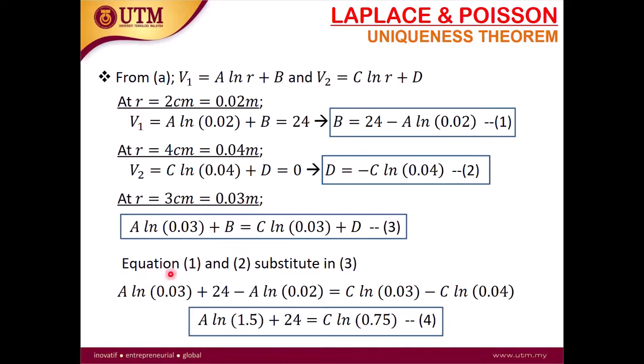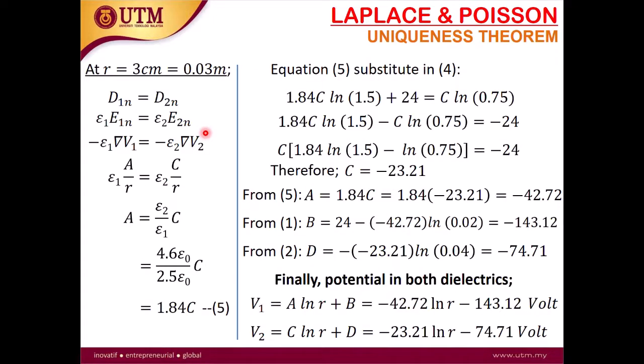So we have to substitute equation 1 and equation 2 into equation 3. We have A ln 0.03 plus 24 minus A ln 0.02 equal to C ln 0.03 minus C ln 0.04. And when we solve this expression, we get A ln 1.5 plus 24 equal to C ln 0.75. This is our fourth equation.